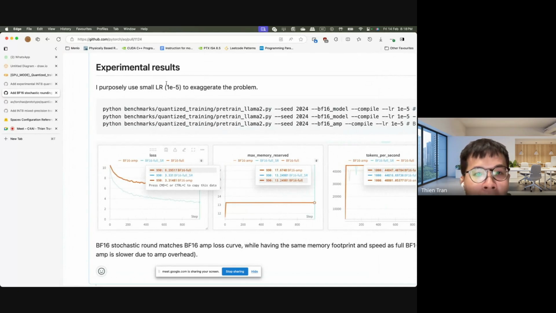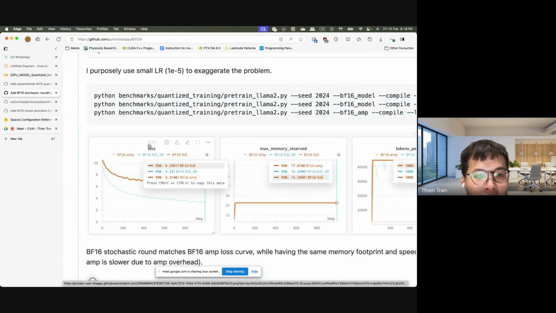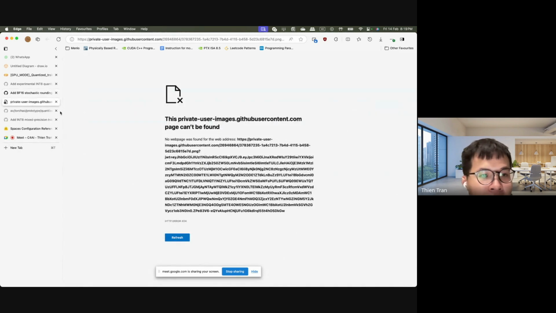In this one, I purposely use a very small learning rate because I want the weight update to be small. This is the loss curve. As you can see, because they are overlapped, you can see the value here: the full BF16 with stochastic rounding, and this one with automatic mixed precision, which is the standard way of doing mixed precision training on a single GPU. You see, they are actually identical. That's why they overlap and you can't really tell the difference. You can see the value of 3 point something; they are the same. And then the one where I don't use any stochastic rounding, right?